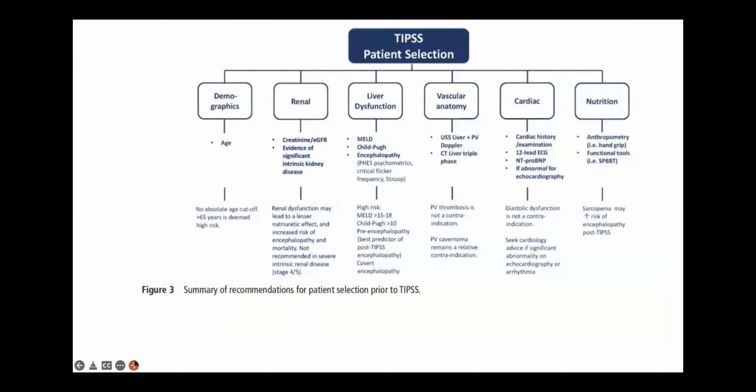So this is basically what I've already said. I just thought it was a nice slide to illustrate that. We've spoken about demographics, with renal highlighted. Liver dysfunction, these are your MELD and Child-Pugh. They say high-risk patients have a MELD of about 15 to 18, Child-Pugh I mentioned about 10, and then your pre-encephalopathy workup. Vascular anatomy is important. You have to image these patients before, with ultrasound and portal vein Doppler or CT with liver triple phase, and cardiac assessment as well as nutrition.